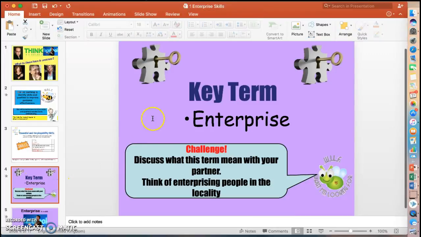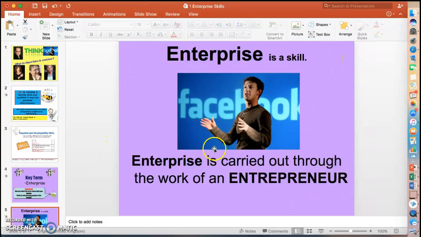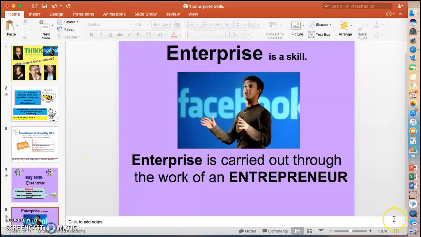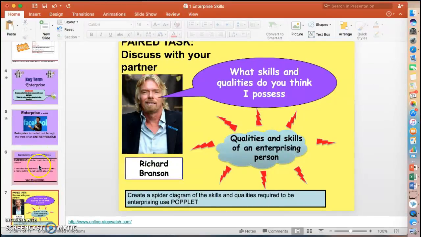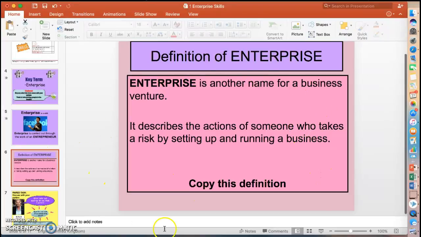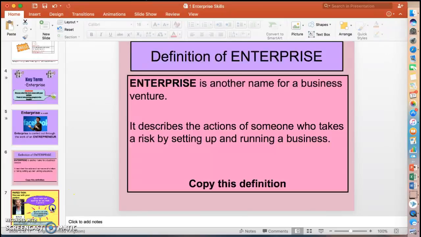So first bit here is enterprise. Discuss what you think this means with your partner, thinking of enterprise and people in a locality, and come up with some ideas on that. So then there's some information on here for you to remember as well. So you can go through that. And once you've looked at those, we've got the definition of enterprise down here. Okay, the actual real one. Describes the actions of someone who takes a risk by setting up and running a business. Okay, so that's the textbook definition of that.